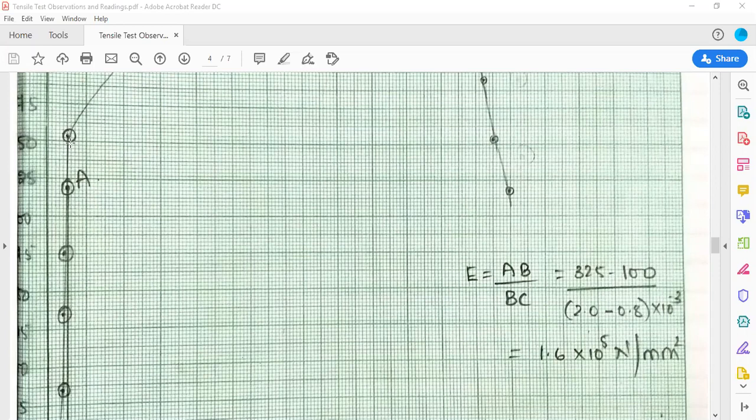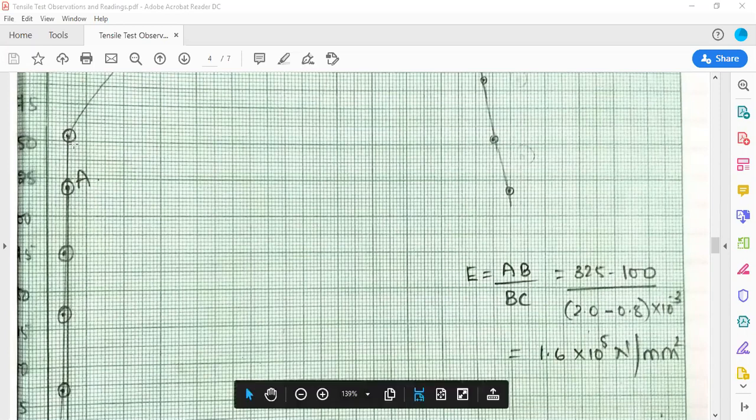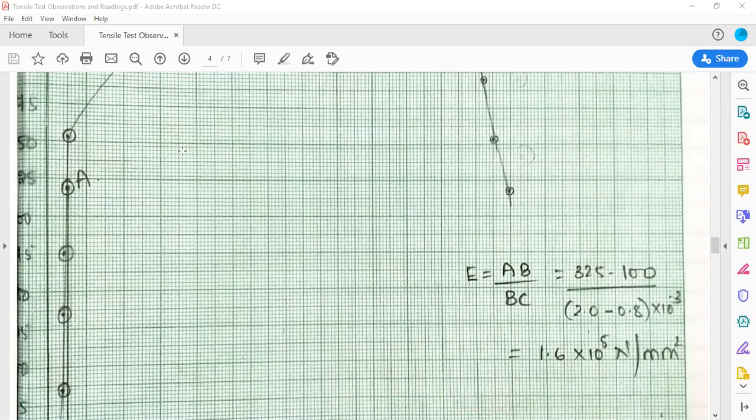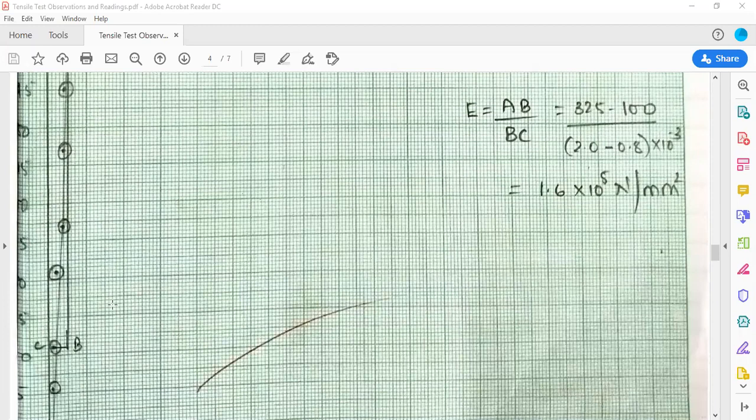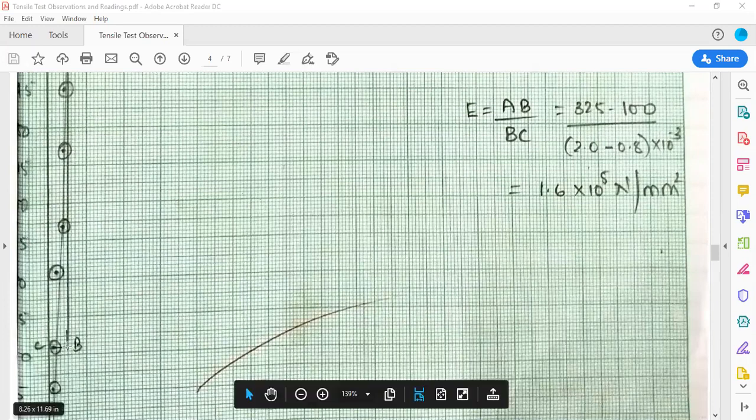When you load the specimen, there will be deformation in the specimen. After the removal of the load, the member is going to regain its original shape and size. Then the member can be said to be in the elastic stage. Once it enters into the plastic stage, after the removal of the load, the member will not regain its original shape and size. Once you plot the stress versus strain, after that, you have to draw the slope A, B, C. From that, you will get the Young's modulus.